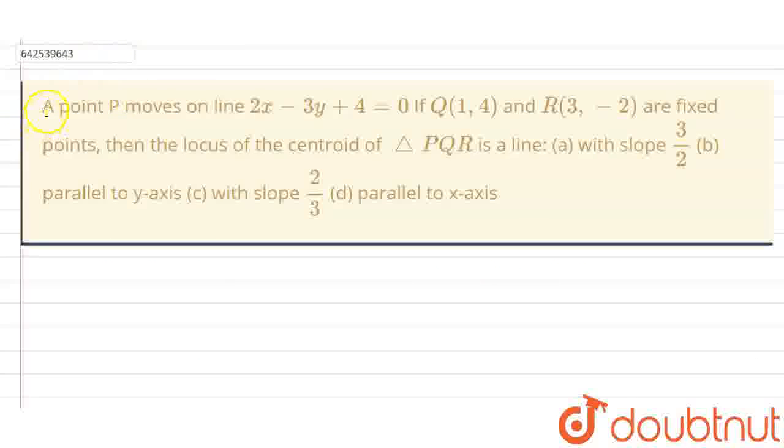So here the question says a point P moves on the line 2x minus 3y plus 4 equal to 0. This is the equation given to us, right? Next it says if Q(1, 4) and R(3, -2) are fixed points, then the locus of the centroid of triangle PQR is a line: A part with slope 3 by 2, B part parallel to the y-axis, C part with slope 2 by 3, and D part parallel to the x-axis, right?